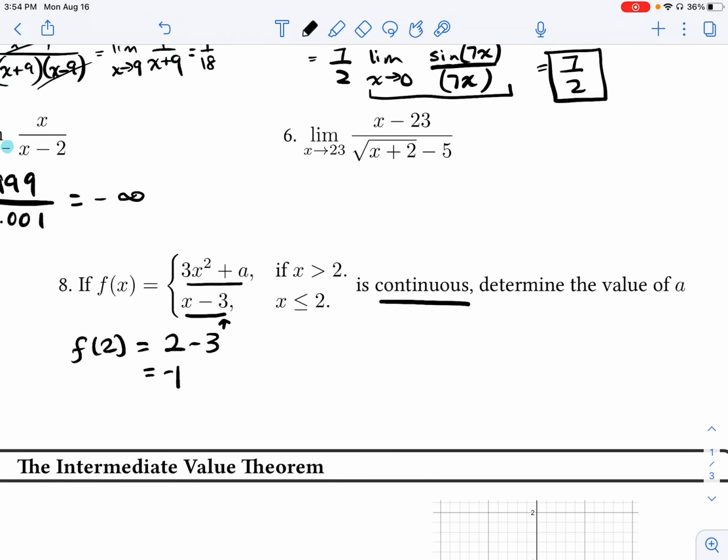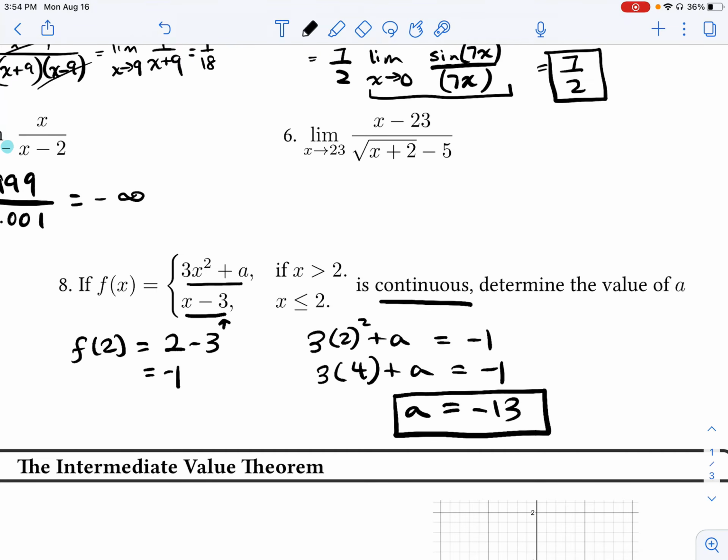And if it's a continuous function, that means 3x squared plus a needs to be equal to negative 1 when we plug in 2 into this as well, in order for this to be true. So we would say 3 times 4 plus a is equal to negative 1. a would then have to be equal to negative 13.